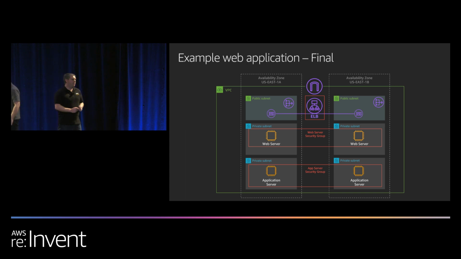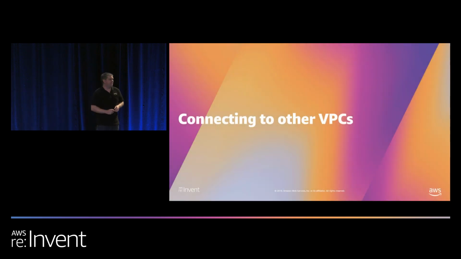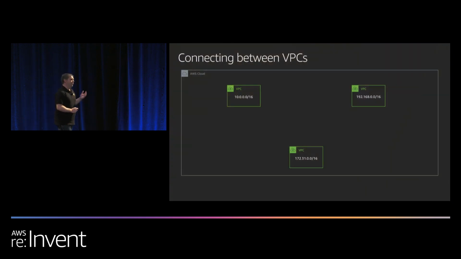OK, so we've got our application running in our VPC, but it's quite common to actually have multiple VPCs within your architecture. So how do we connect these VPCs together? Now, we've taken 3 example VPCs here. And of course, one of the things that we could do is just put an internet gateway on each of them, put public IP addresses on our instances, and then communicate over the public internet. That would work absolutely fine.